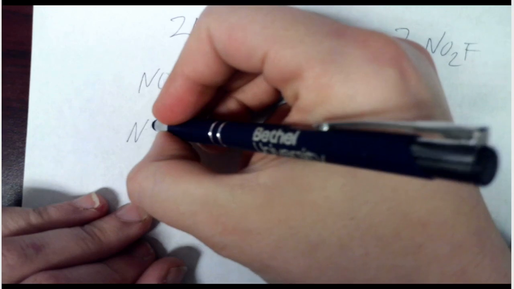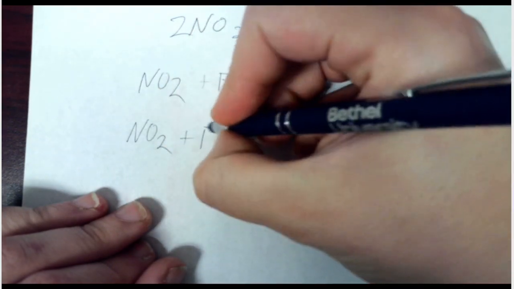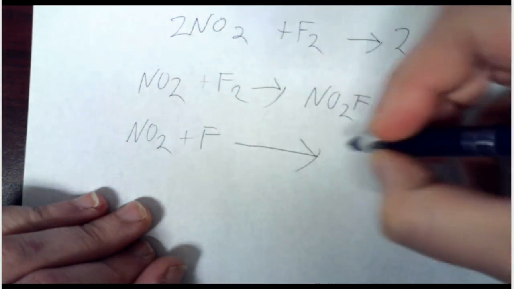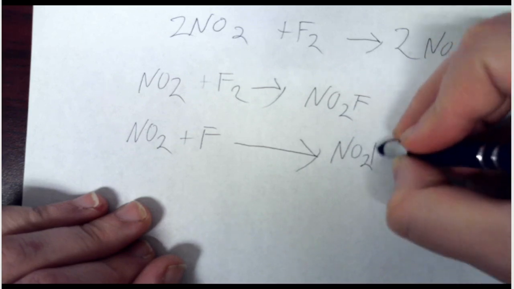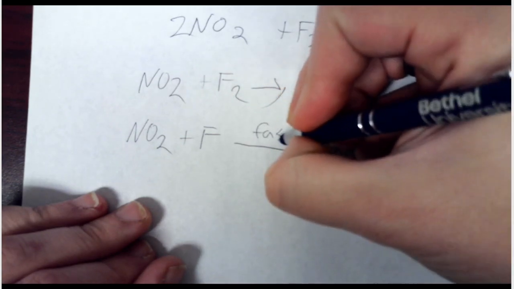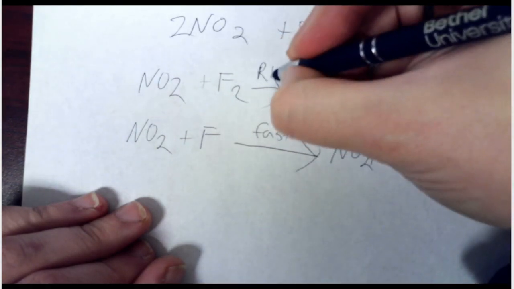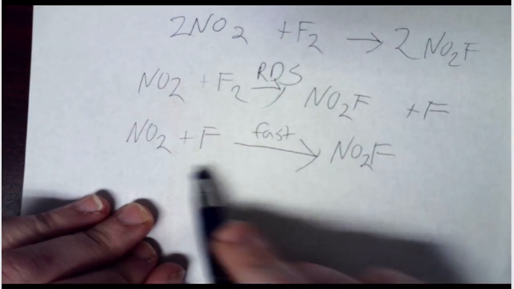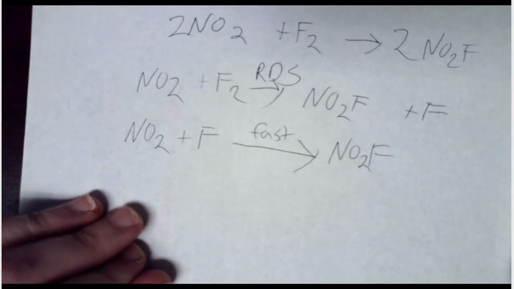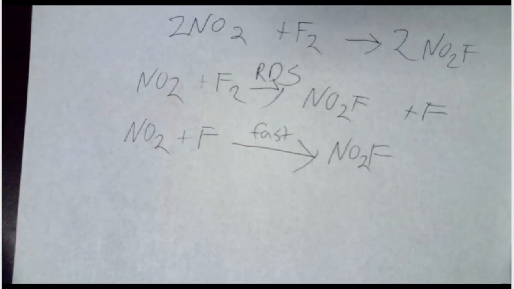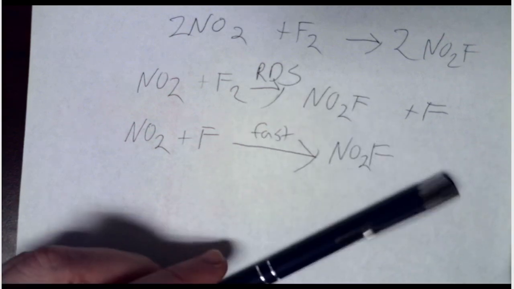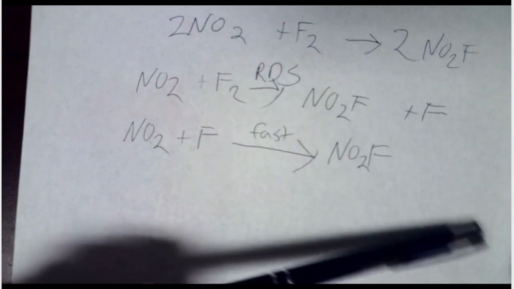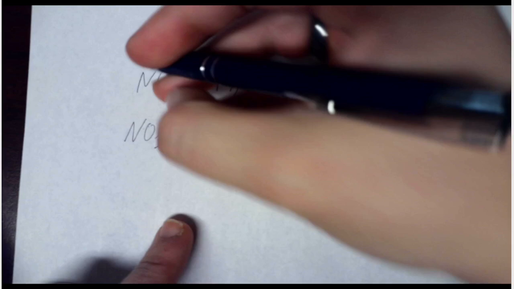And then the NO2 collides with the F, and this is fast, and this is slow. It takes a lot of energy to break the F2, but then that F wants to react, and so it bumps into another molecule and reacts right away. That's a likely mechanism that you could see based on the rate law.